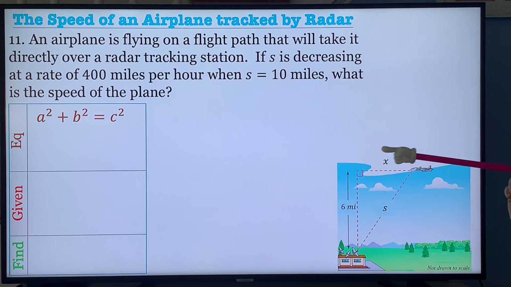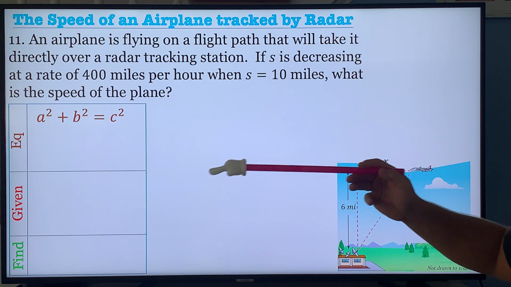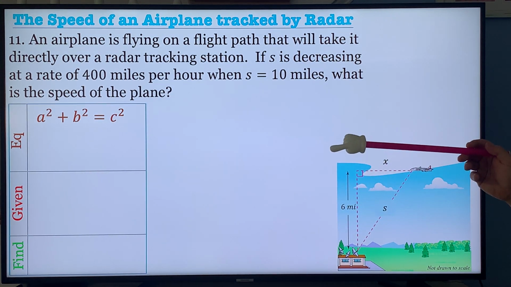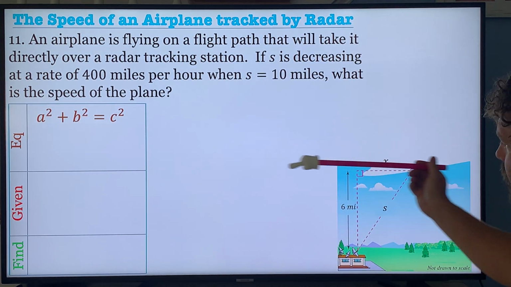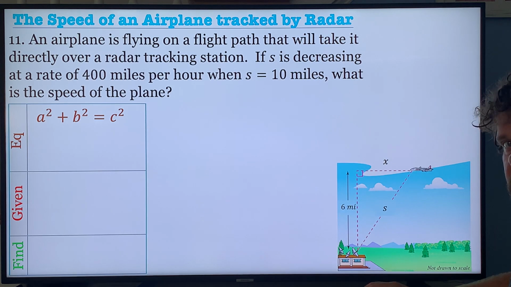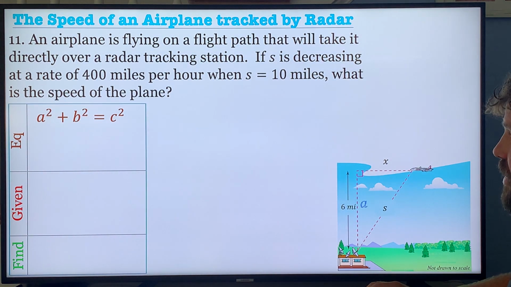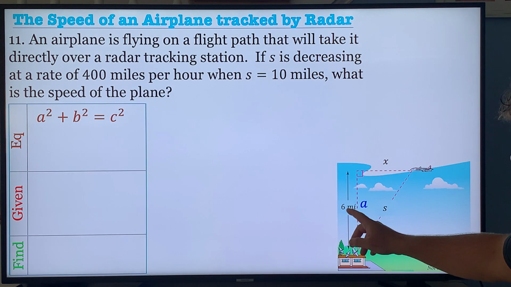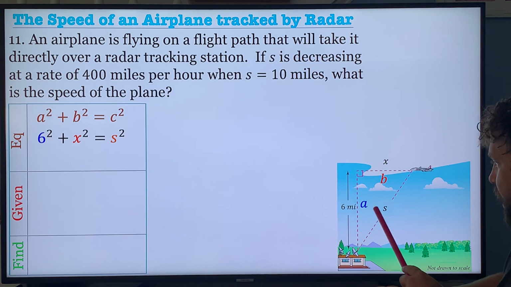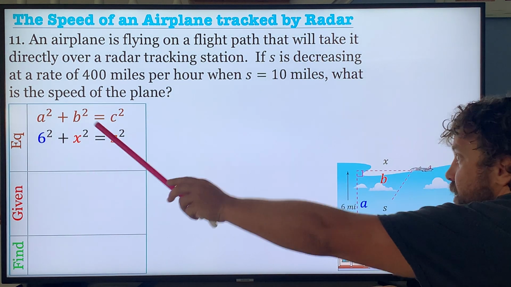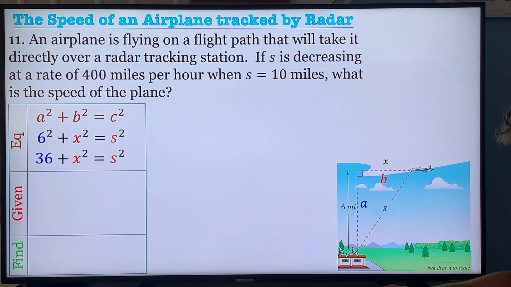When a plane flies, it's just flying, not landing or approaching. Does it fly straight, or does it go all over the place? No, it flies straight across the sky. So what do we know about the 6 miles? It's always going to be 6 miles in the air. So A is 6 miles, B is X, and C is S. I can plug that into the equation right away: 6 squared equals X squared plus S squared, so 36 equals X squared plus S squared. This is the equation we're going to use because it's always 6 miles in the air.